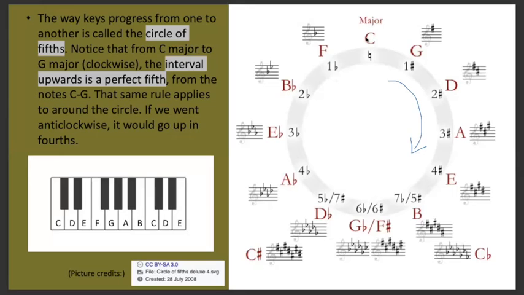So why on earth is this called the circle of fifths? Notice that from C major to G major clockwise, the interval, or the distance upwards, is a perfect fifth from the notes C to G. I have a whole video on intervals, so if that's helpful, then go have a look.